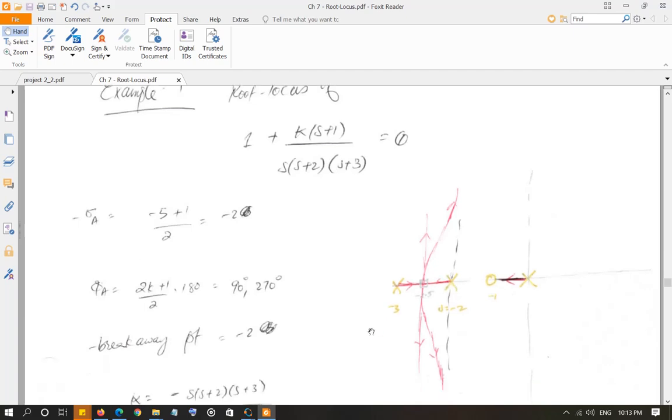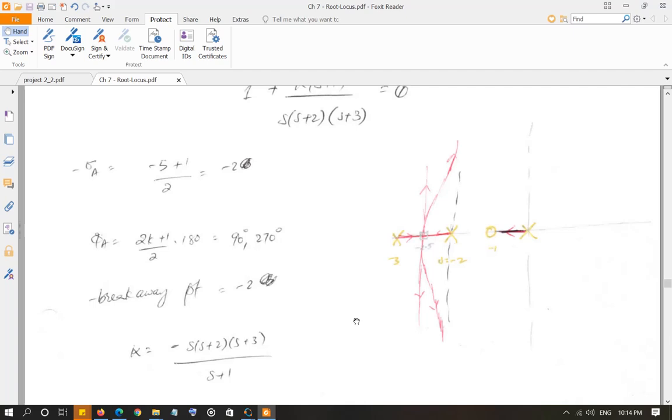And then what will be the angle along which those zeros will be located? We're going to calculate the angle, (2k plus 1) 180 over 2, and since we have 2 zeros, k will be 0 and 1. So when we put k equal to 0, that's going to be 180 by 2, 90 degrees, and when we put k equal to 1, it's going to be 270. So the asymptotes will be vertical, going through the centroid -2.